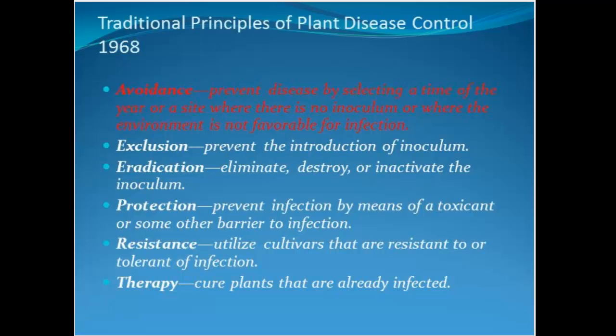Next on the list that I would like to talk about is avoidance. And avoidance of the 6 principles refers to prevent disease by selecting a time of the year or a site where there is no inoculum. This would be an example of why we would like to use crop rotation. It's by moving to new sites all the time, we are getting onto sites where there is not inoculum. In addition to that, avoidance also includes planting in sites where the environment is not favorable for infection.